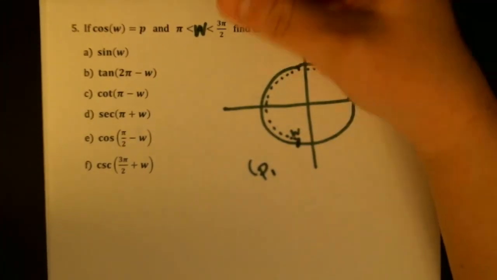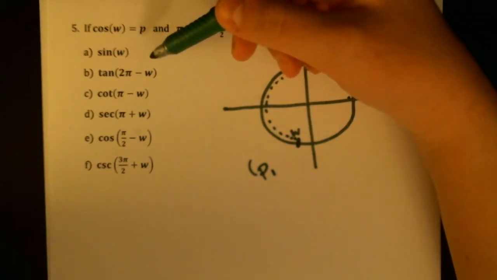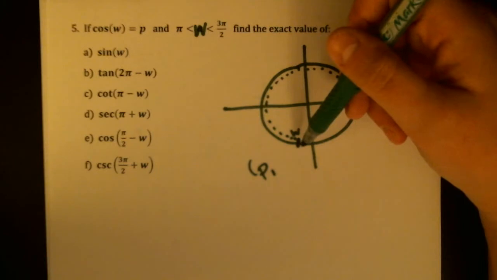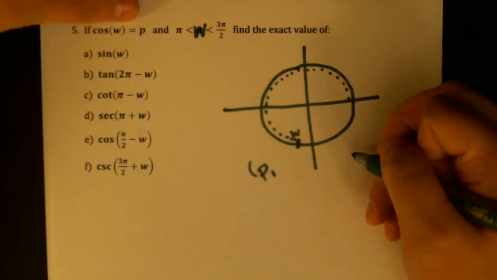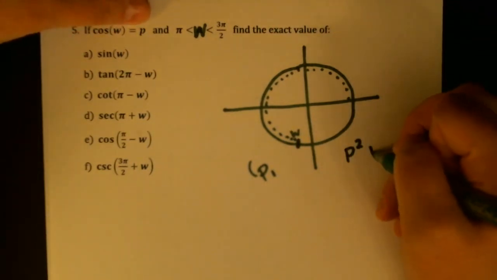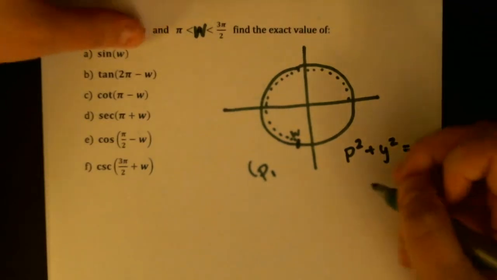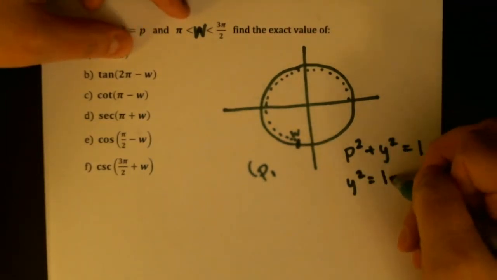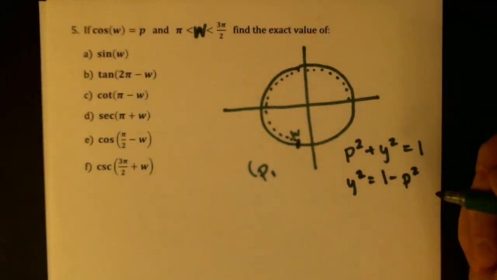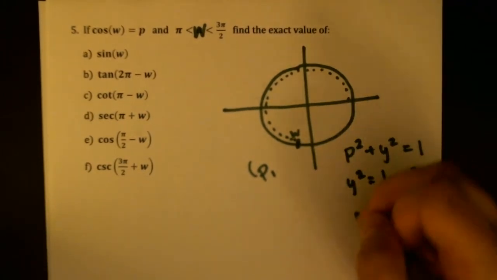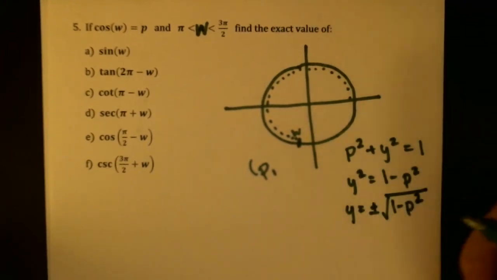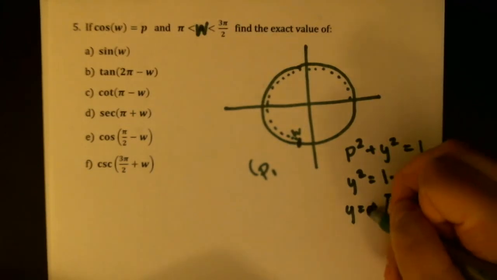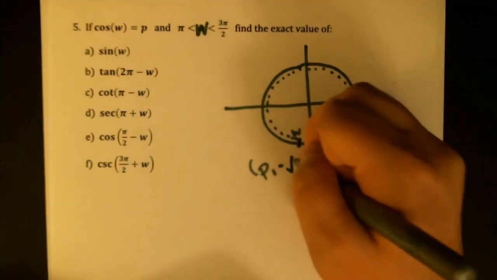So first thing we're supposed to do is find sine of w. So we're at this location, end of arc length w. We're looking for our y coordinate. That's going to be a Pythagorean theorem. So we can say x squared, except that we know that our x coordinate is p, so p squared plus y squared equals 1, which means y squared is equal to 1 minus p squared. And again, you want to think about this as pretend I'm giving you a value for p, and then we want everything else in terms of that. So y is going to be plus or minus the square root of 1 minus p squared. Because we're in quadrant 3, we want a negative y, so we'll choose the negative square root of 1 minus p squared.